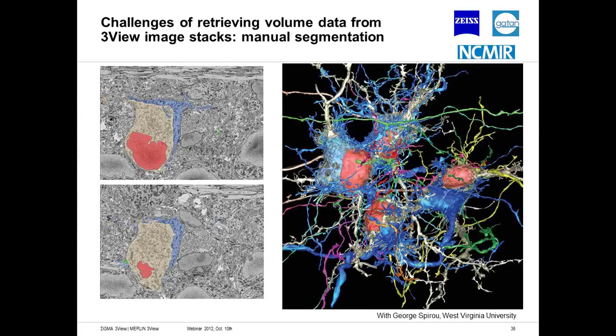Now, how do you extract 3D information from 3View image stacks? Of course, one way is to use manual segmentation, which can give very spectacular results. The reconstruction that you see here on the right is part of a project with George Spirou at West Virginia University. He's using it to study circuit development in the auditory pathway. And we have been providing his team with literally terabytes of robotically acquired 32K 3View data from the Merlin. And they have been producing some absolutely stunning reconstructions.